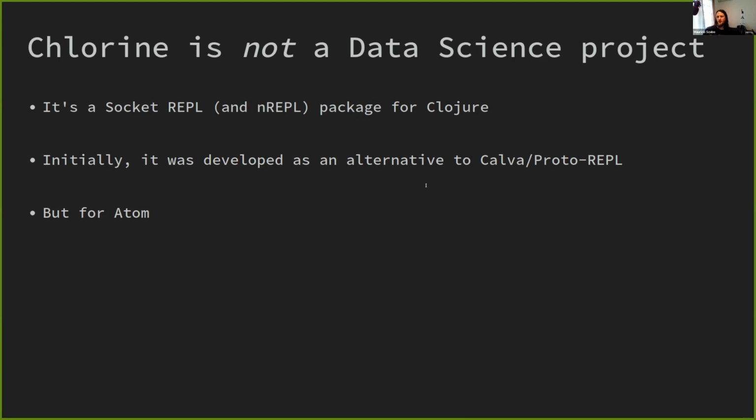It started with a socket REPL, and after a little while, a REPL package for Clojure for the Atom editor. It was developed as an alternative to Clover and Proto REPL, and it's for the Atom editor and for Visual Studio Code right now. In Visual Studio Code it's called Clover, not Chlorine. Some of the tools that I'm going to show do not work yet on Clover, and I am working around some limitations, so it's not that far along on VS Code. But on Atom, they work 100% fine.